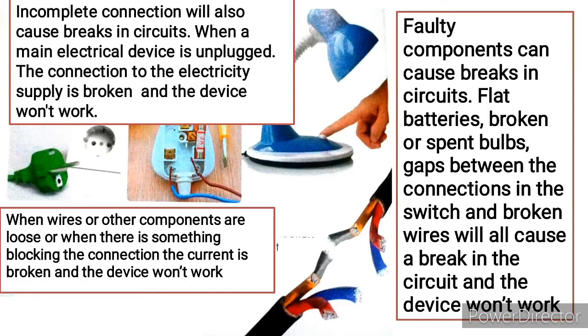An incomplete connection will also cause a break in the circuit. When a main electrical device is not plugged in, the connection to the electricity supply is broken, so the device will not work. Let's say, for example, you want to watch DSTV. You put on your TV and your decoder plug is not properly plugged or connected. You put on your decoder, what will happen? It will not come on, is it not?